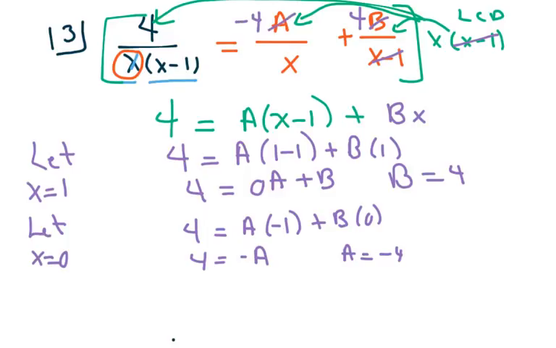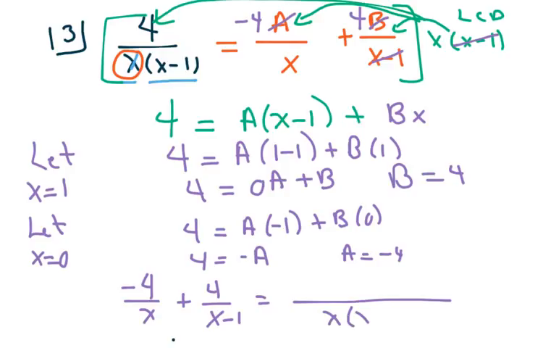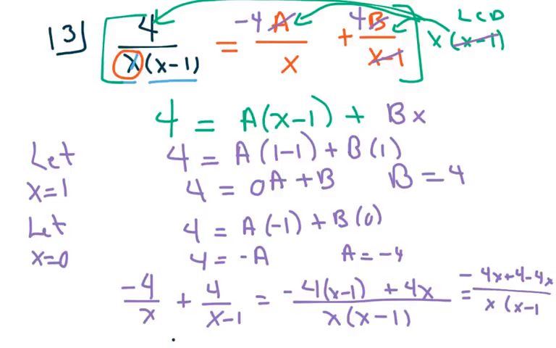Now basically what I said before is what they're doing is, if you have negative 4 over x plus 4 over x minus 1, and you find your common denominator, in essence in this case would be cross multiplying, and you clean this up, you get negative 4x plus 4 minus 4x over our LCD. And these two cancel, and we're left with 4 over x times x minus 1. So basically we're working backwards.